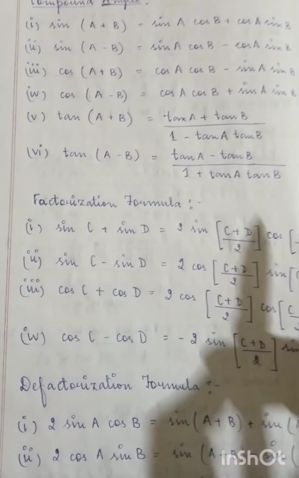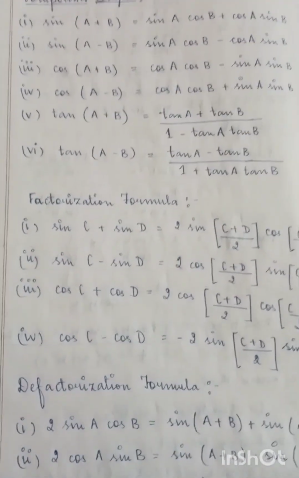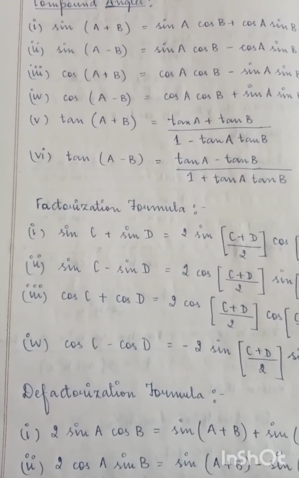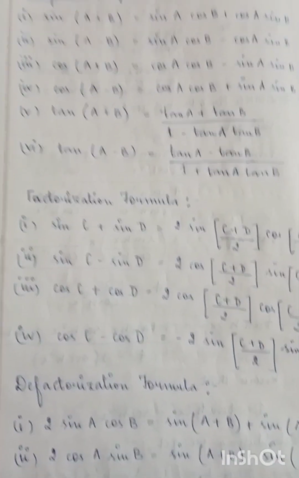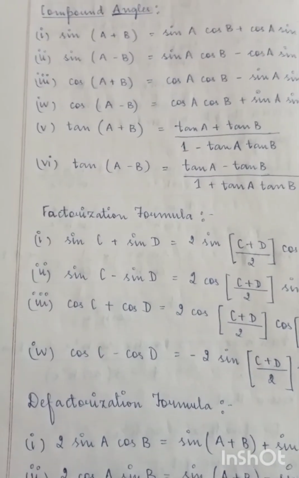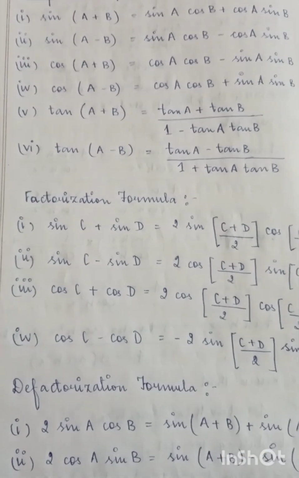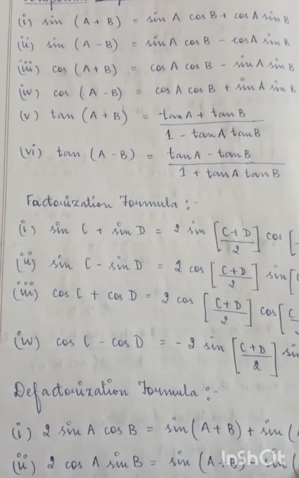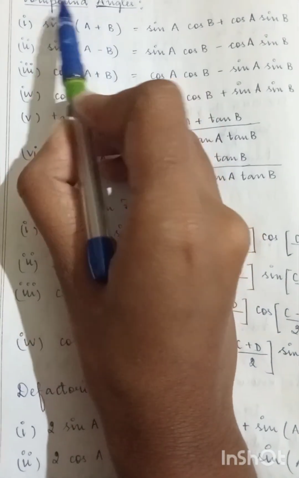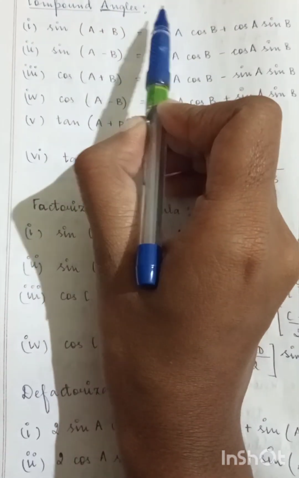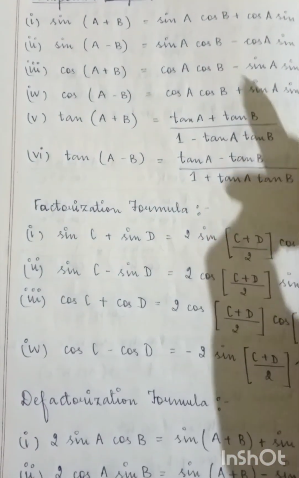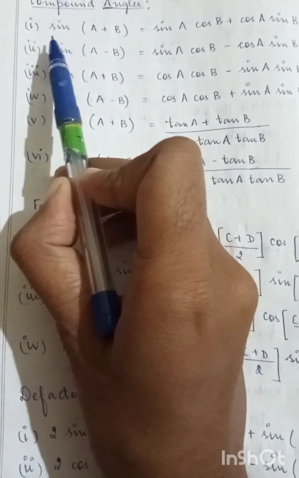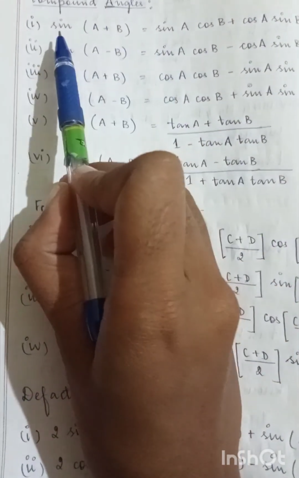Today, what we are going to see is some of the important trigonometric formulae, basic formulas. We all know what is sine theta, cos theta, tan theta. Now, let us see what are the further important formulas in trigonometry. First, there is a category called compound angles. Compound angles, there are six different formulas. First, let's see what are those.